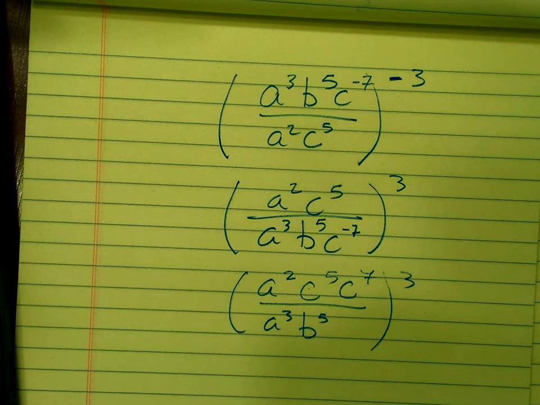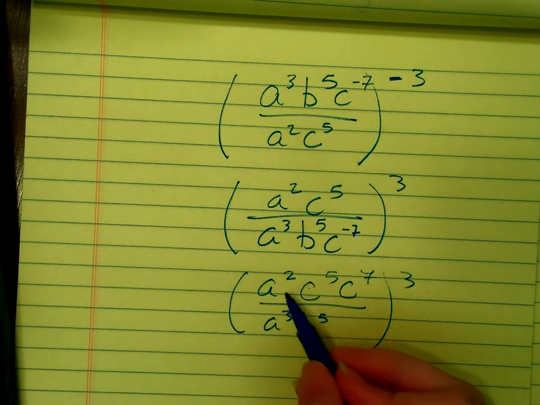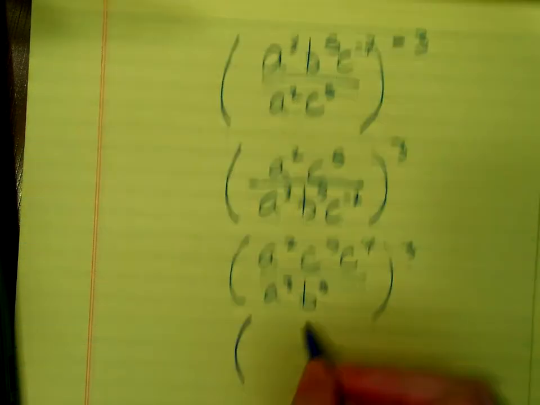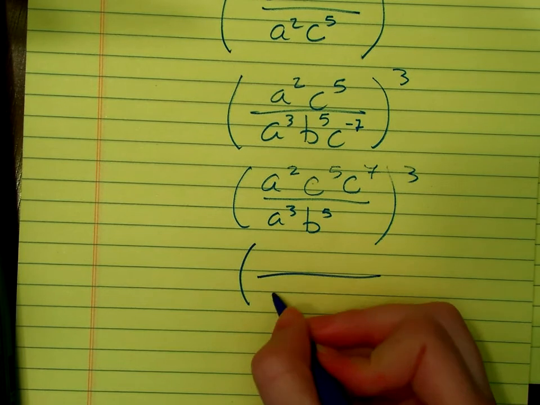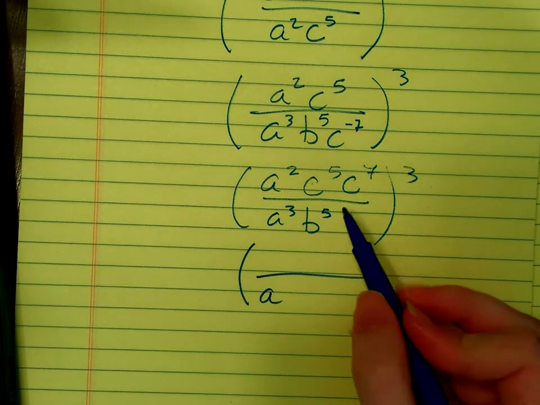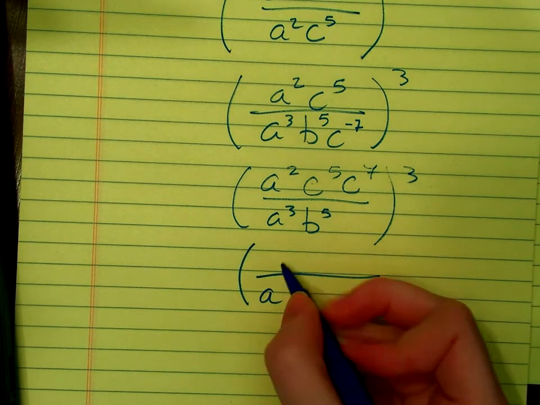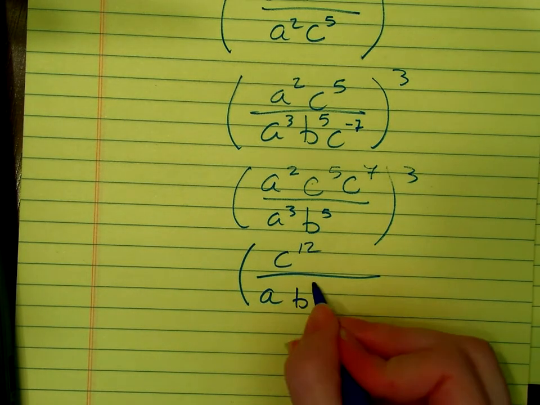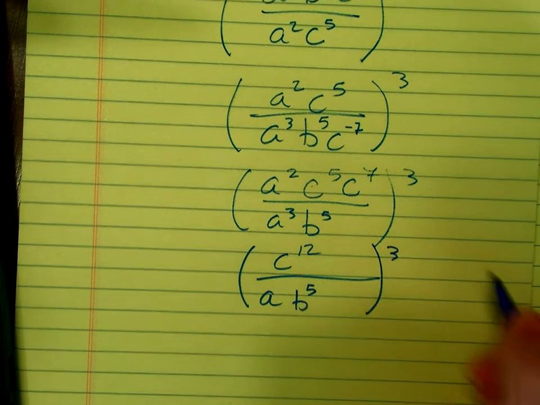Now we can just deal with the positive exponents. So we look for pairs. So I've got 2 a's on top of 3 a's. That means I'm left with 1 a on the bottom. I've got 5 c's times 7 c's. That means I have 12 c's on the top. And the b, he has no friends, so he just stays as is.